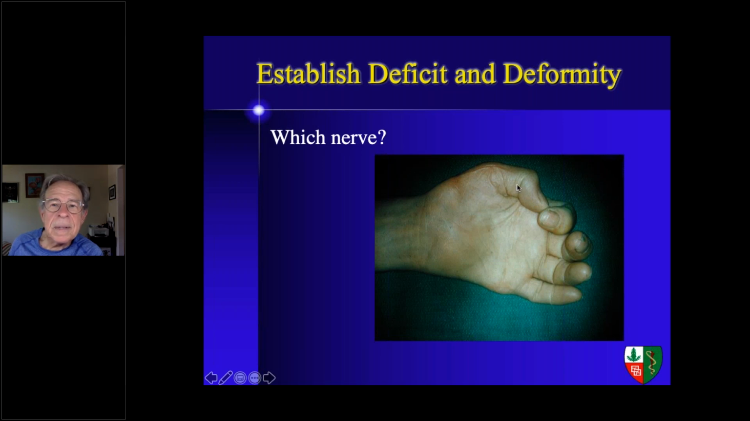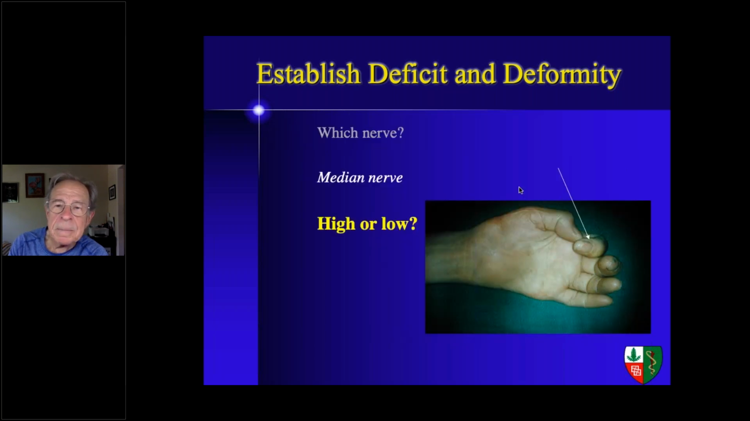Looks like a median nerve injury. Okay, high or low? I think it's a low median nerve injury. And why would you say that? Still able to flex his index finger, and you see the atrophy of the thenar eminence. Right, you can see that he has flexion at the IP joint of his thumb. So his FPL is likely working, and that's a median innervated muscle, innervated higher in the forearm, and the same is true of the index finger, the DIP joint and the profundus tendon. So very good.